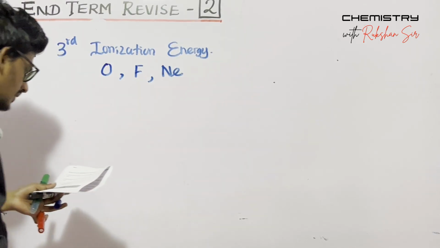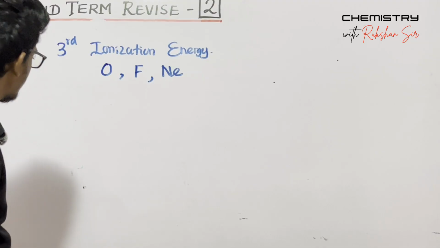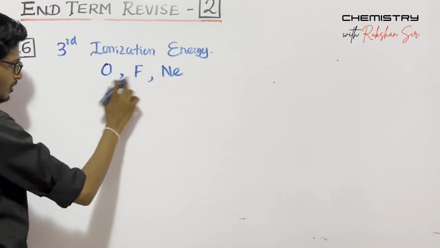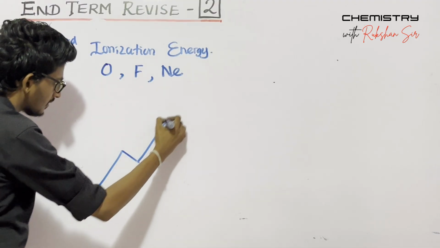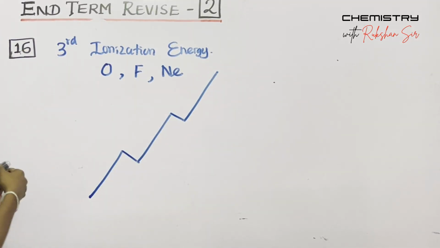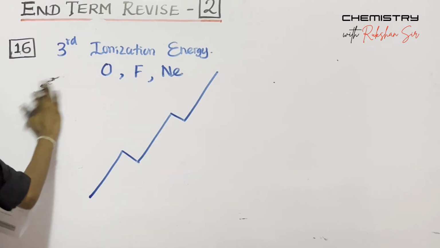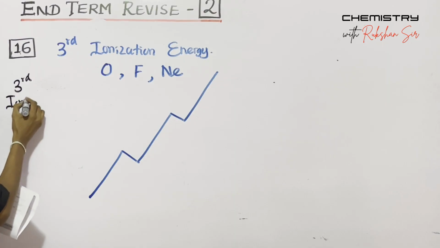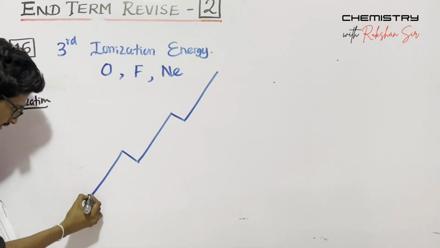See the third ionization energy. How are we supposed to approach this kind of question? First of all, write the trend, and the zigzag, because these belong to the same row. So first write the zigzag here. This is for the third ionization. So these are the points.